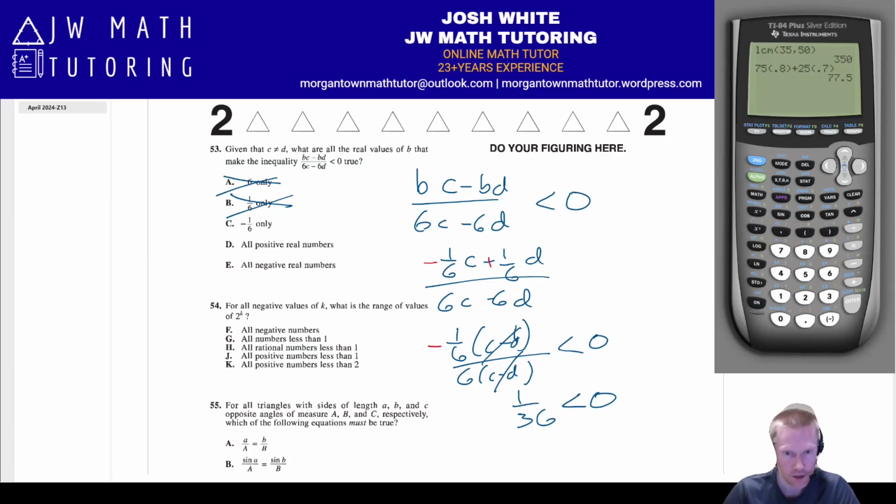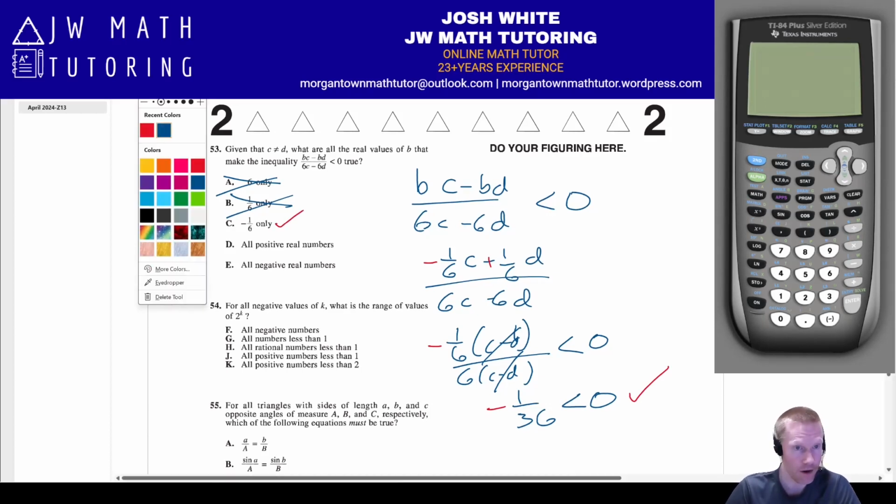And then you can cancel them out. And now we get negative 1/36. And that is less than 0. So this one checks. So we'll keep it for now.